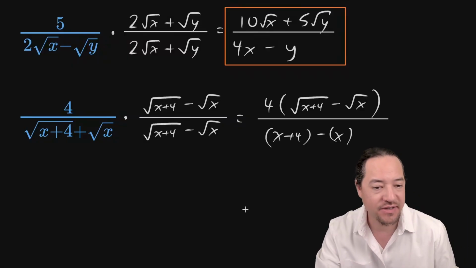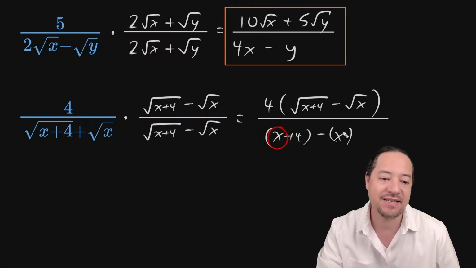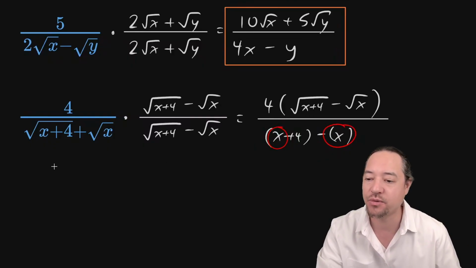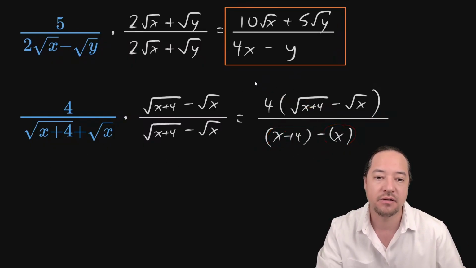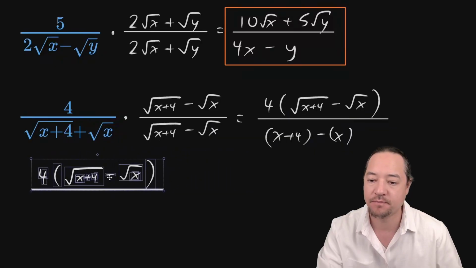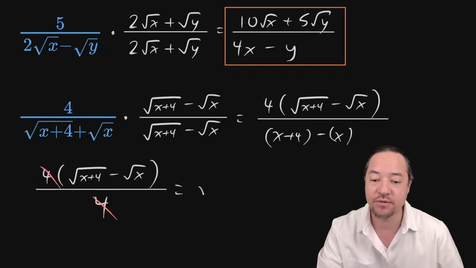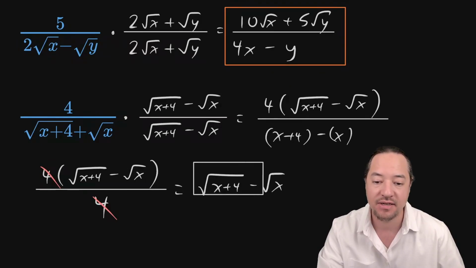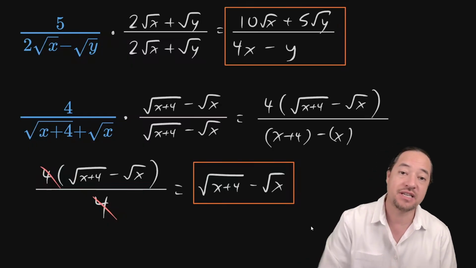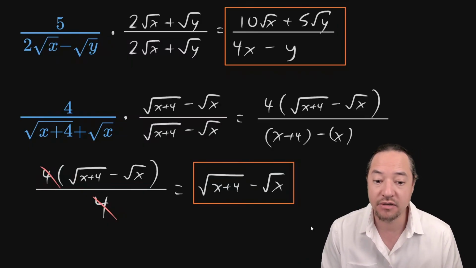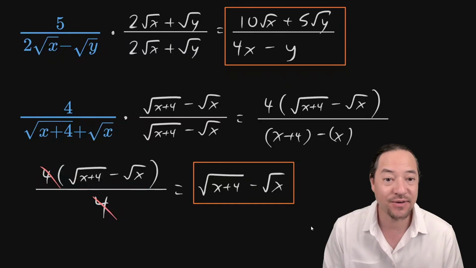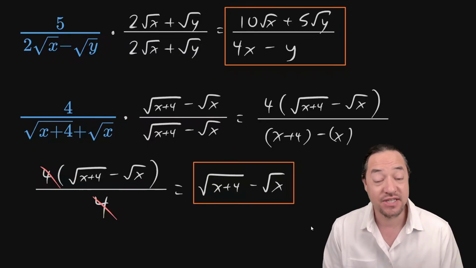We can actually simplify this a little bit. If you notice, this x minus this x is going to cancel out. So we'll just get this numerator over 4. That's all that's left over. So that 4 is going to cancel out. And finally, we're just left with root x plus 4 minus root x. Not too bad. We've successfully rationalized that denominator, and it's disappeared completely. So it's gone altogether, and we've successfully simplified this fractional expression right here.